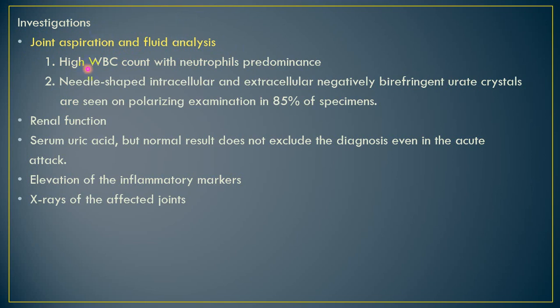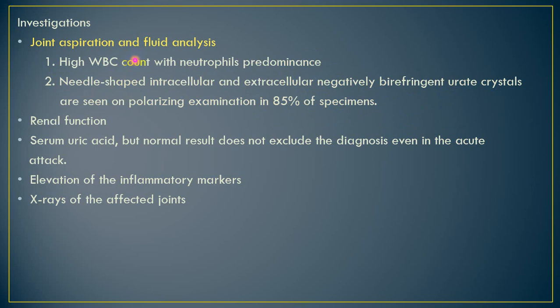Looking for, number one, high white blood cells and neutrophil predominance, which means there is infection or inflammation. But if the white cell count is more than 50,000 per cubic millimeter, it is more likely to be septic arthritis or an infective joint than gout. So white cell count and neutrophils are important. Under a polarized microscope, we need to examine the fluid looking for needle-shaped intracellular and extracellular negatively birefringent uric acid crystals, which are usually seen in 85% of patients with gout.